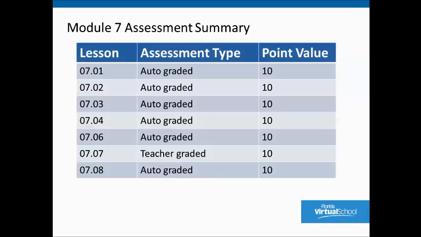The assessment summary for Module 7, 701 through 706 are auto-graded. 707 is teacher-graded with the collaboration opportunity, and then 708 is auto-graded.